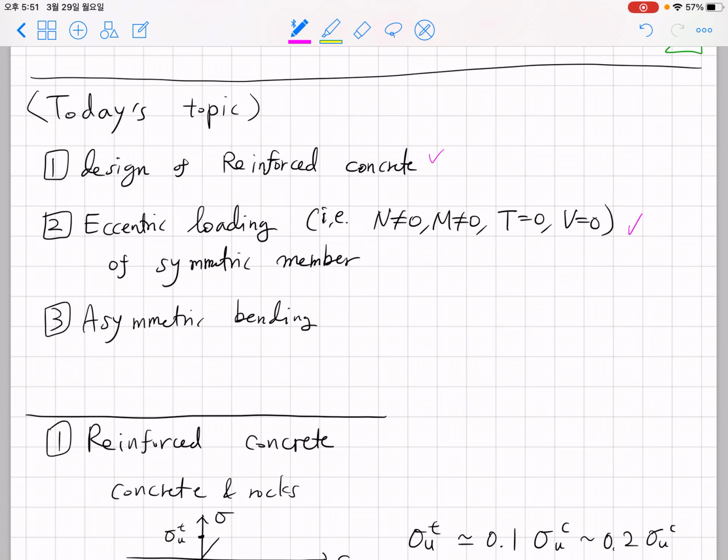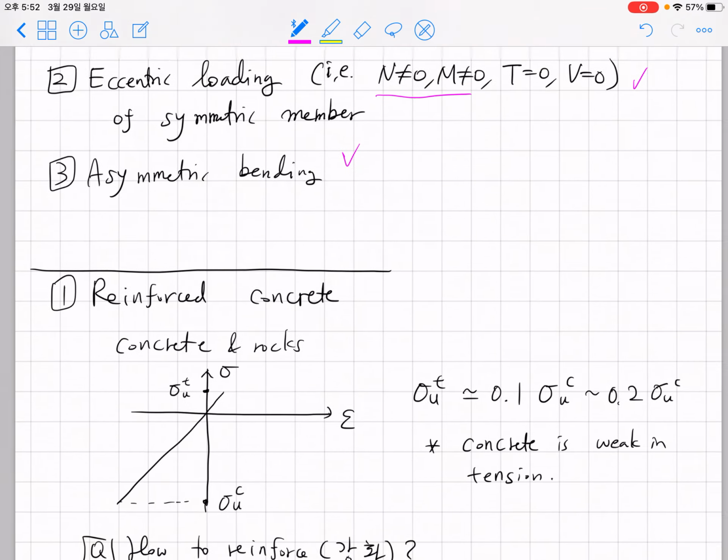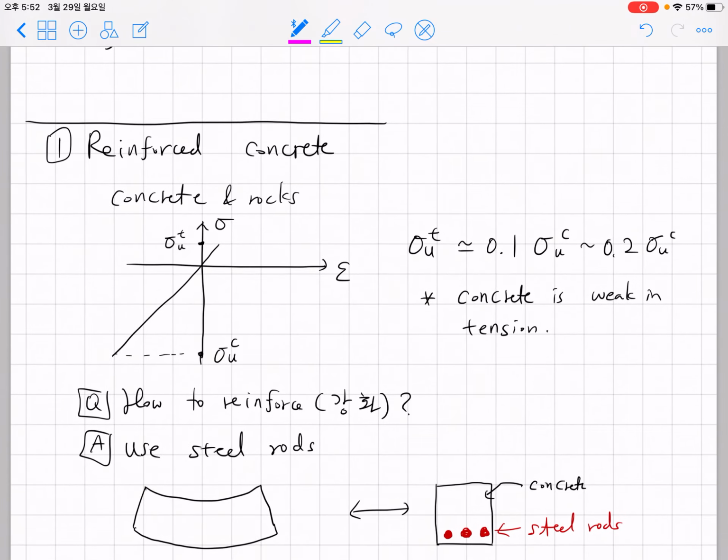In the second topic, we'll talk about eccentric loading of a symmetric member. In eccentric loading, we're not gonna consider pure bending. So here we're gonna consider the case where both N and M are non-zero and T and V are zero. As a third topic, we'll talk about asymmetric bending. So let's begin with the reinforced concrete.